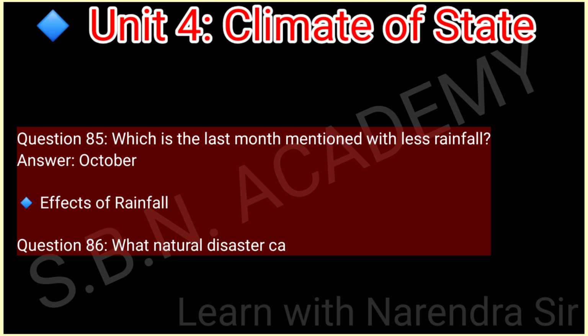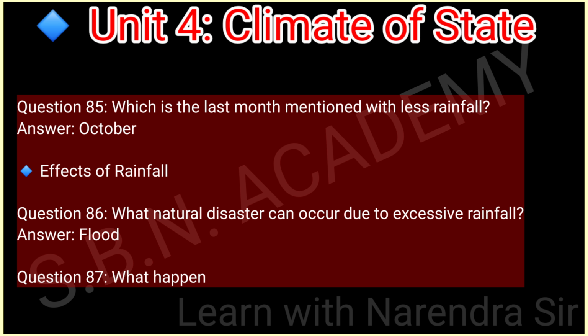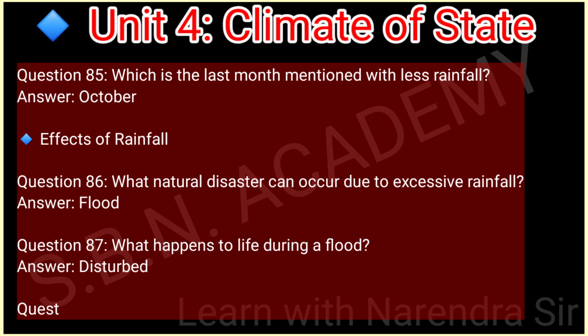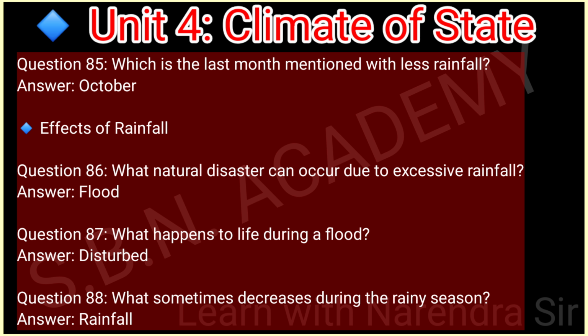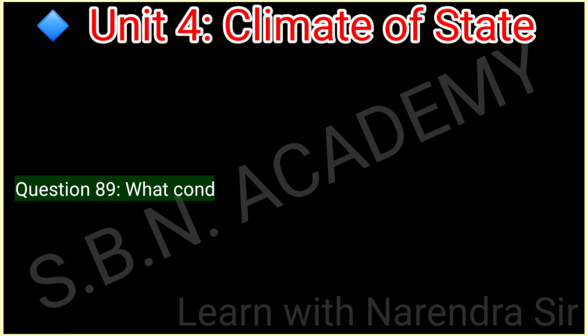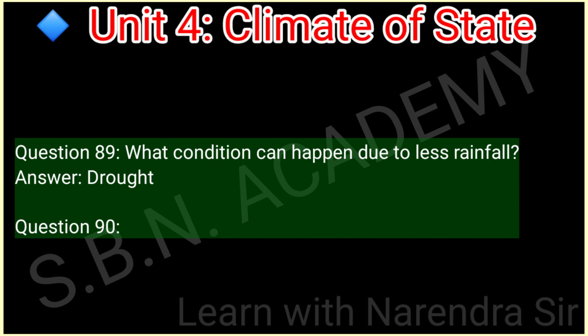Question 86. What natural disaster can occur due to excessive rainfall? Answer, flood. Question 87. What happens to life during a flood? Answer, disturbed. Question 88. What sometimes decreases during the rainy season? Answer, rainfall. Question 89. What condition can happen due to less rainfall? Answer, drought. Question 90. What decreases with dryness?